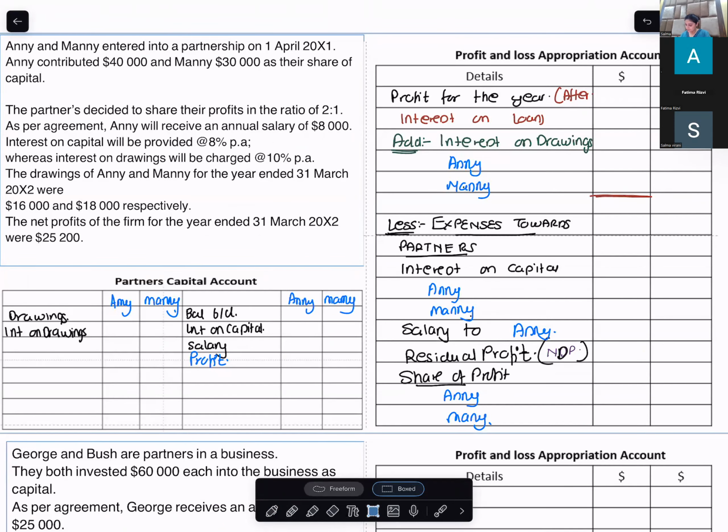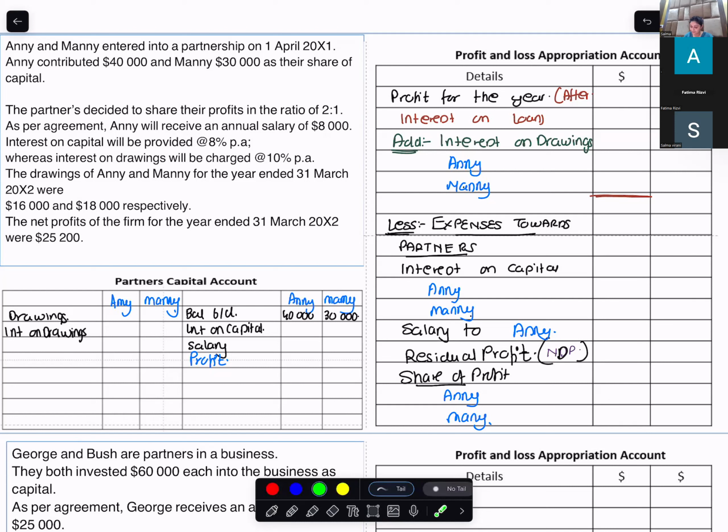Read the sum. Yes, miss. Annie and Manny entered into a partnership on 1st April. Annie contributed 40,000 and Manny 30,000 as their share of capital. Come on, tell me where will I put this? In the partner's capital account. Okay, for Annie, how much? For Annie, 40,000, Manny 30,000.